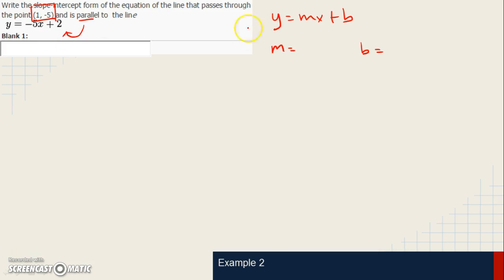Well, we know what the slope is because if the line that we're creating an equation for is parallel to this line right here, which the line that they give us is negative 5x plus 3, the slope for this line is going to be the exact slope for the line that we're creating an equation for, because if they're parallel, they have the same slope. Alright, so we know that the slope for our line is negative 5.